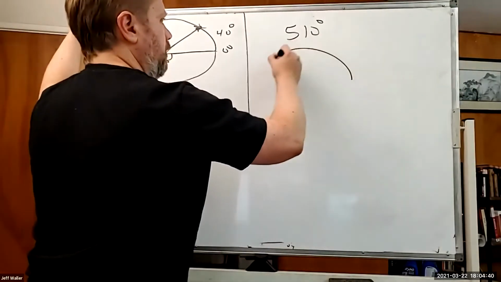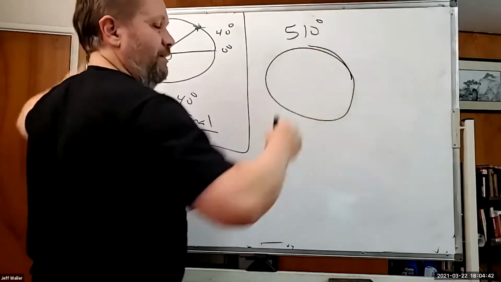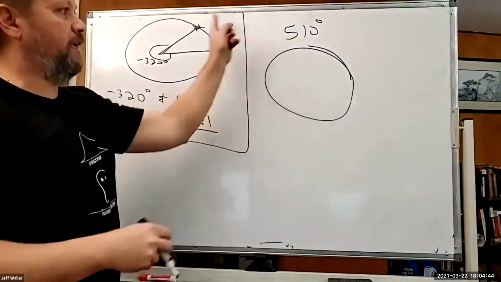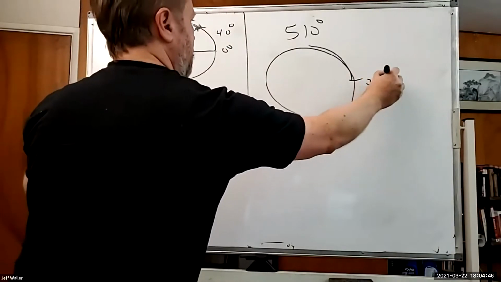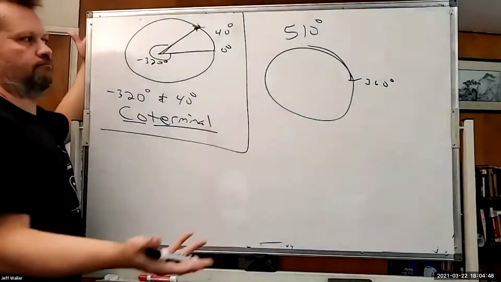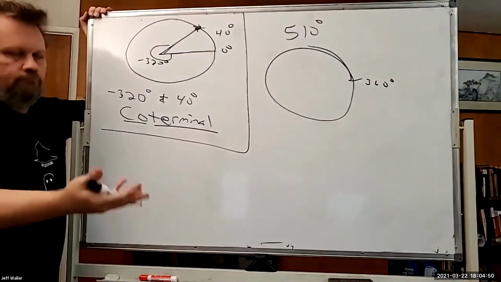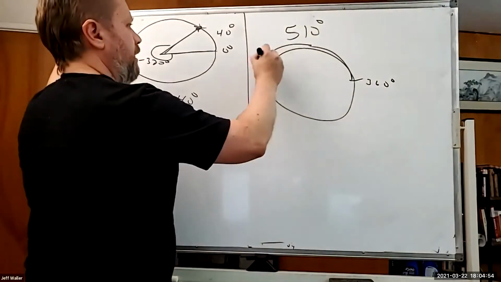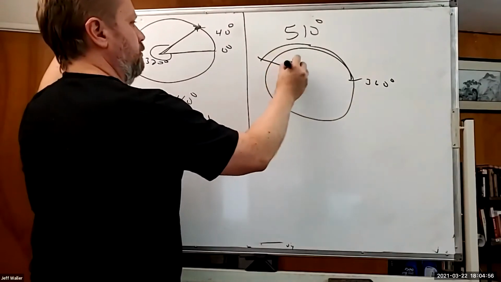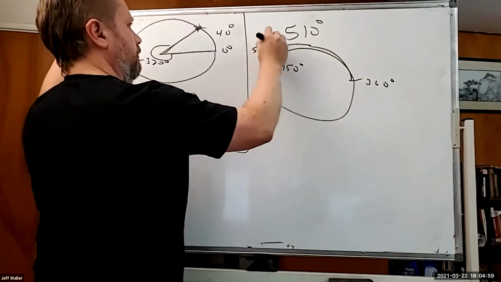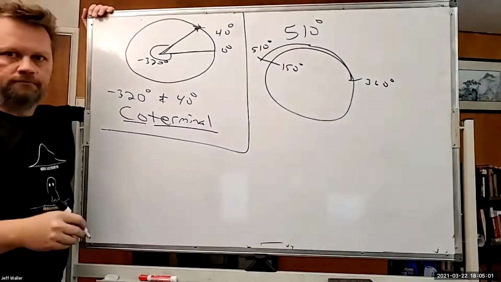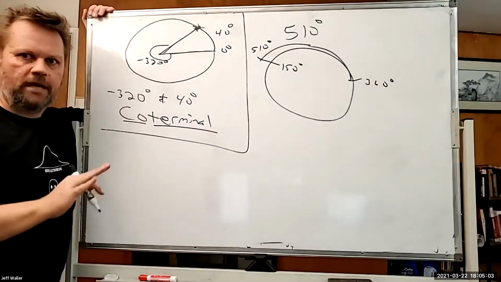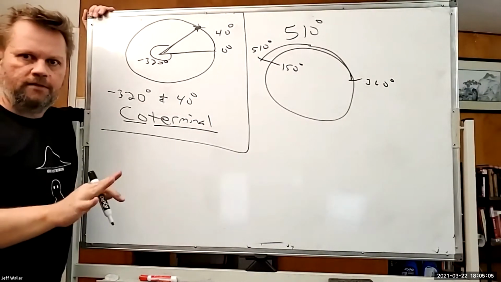I turned and then I just kept going. How much more did I keep going? So I went 360 plus how much? 150. 150. I like it. So I'd actually end up at the same place as 150 degrees. Let me stop for a minute. Does that make sense?